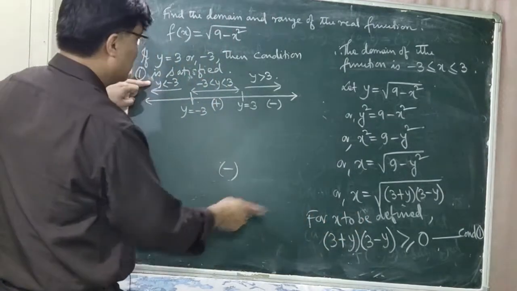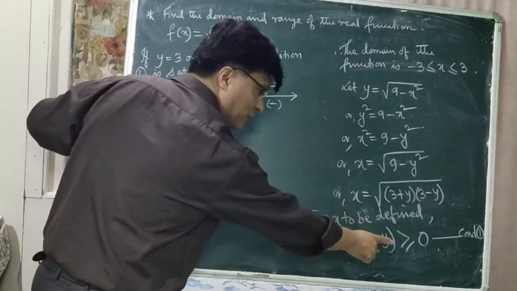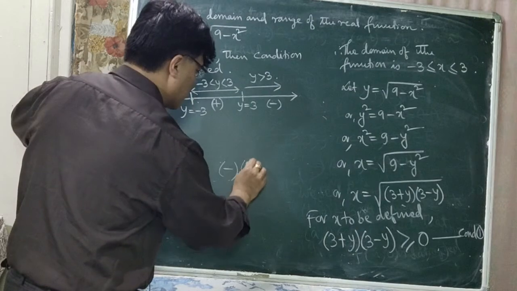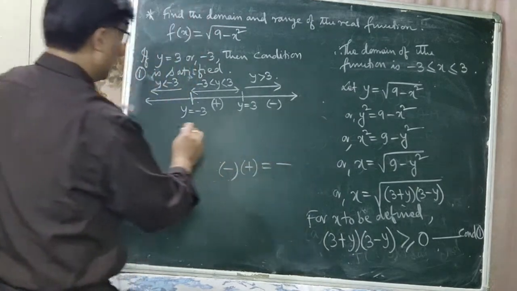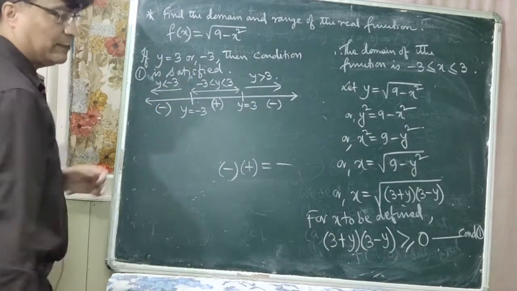What about 3 minus y? You can put y is equal to minus 4. Minus minus plus 4. 3 plus 4 is 7. That is your positive. So positive and negative is negative. So this is your negative.